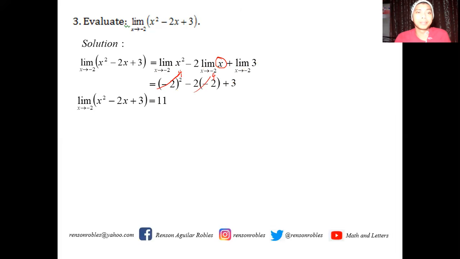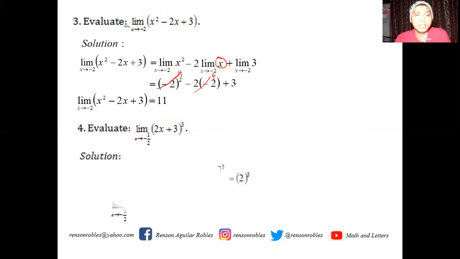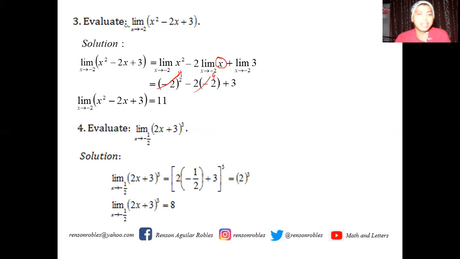One more. Say the limit of the quantity 2x plus 3 to the third power as x approaches negative 1/2. Again, by direct substitution, that can be thought of as 2 times negative 1/2 plus 3, raised to the third power.